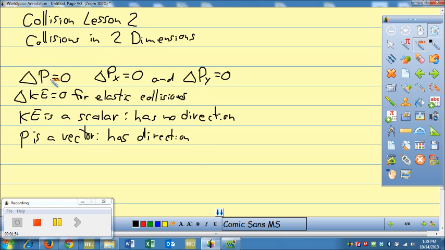Because what we're going to do is set it up first looking at the x component and setting the initial x momentum equal to the final x momentum. Then we'll set the initial y momentum equal to the final y momentum. If it's elastic, we can also say that the initial kinetic energy equals the final kinetic energy, but we don't have to worry about x and y components. However, if we don't know it's elastic, we can't really do much with kinetic energy. So let's go ahead and try a problem.